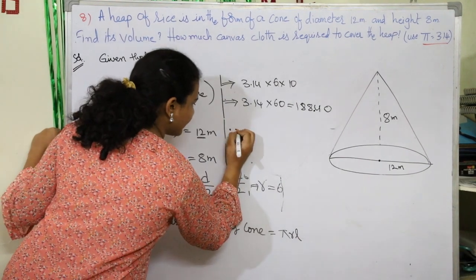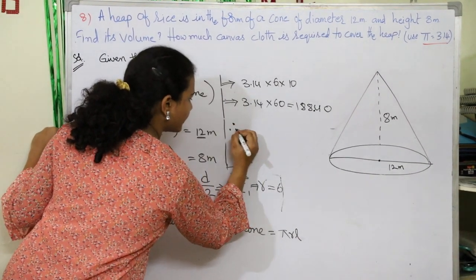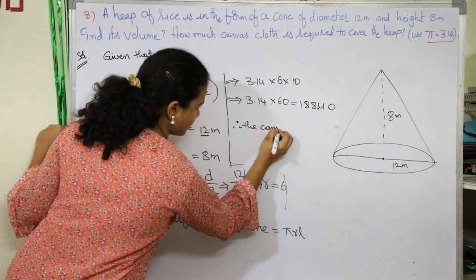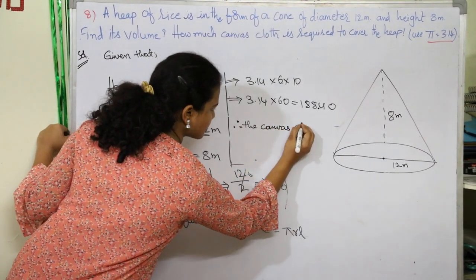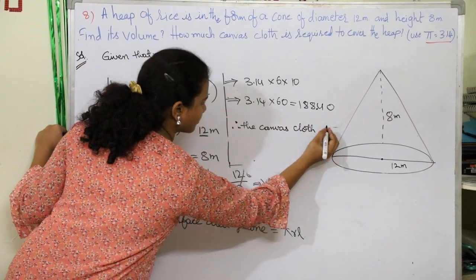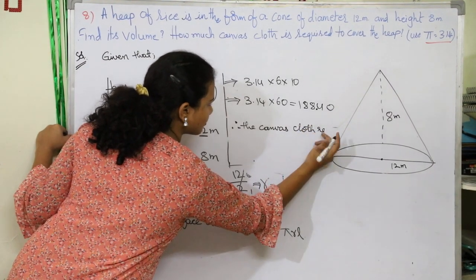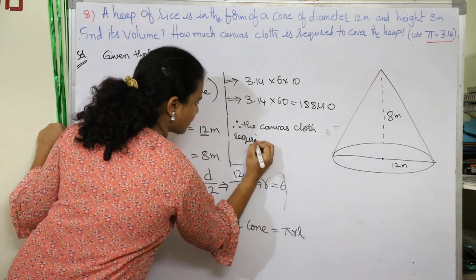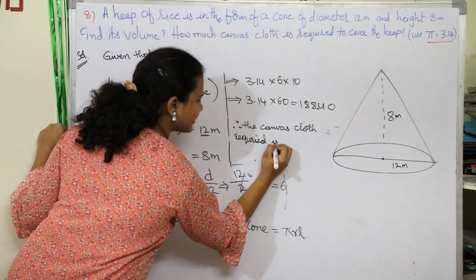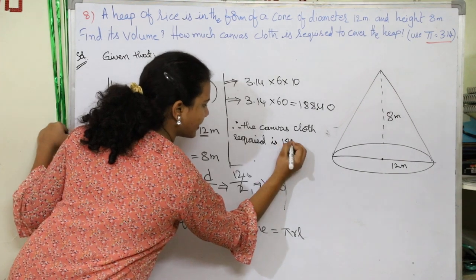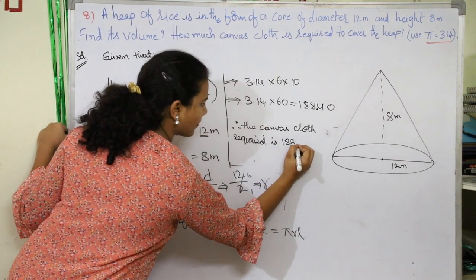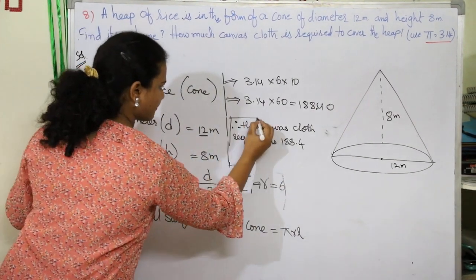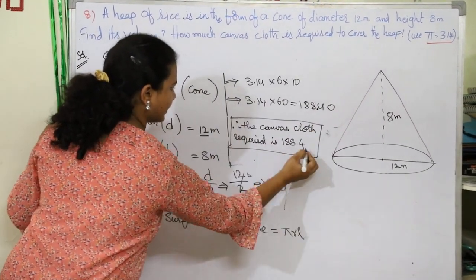So therefore, the canvas cloth required is 188.4 meters square.